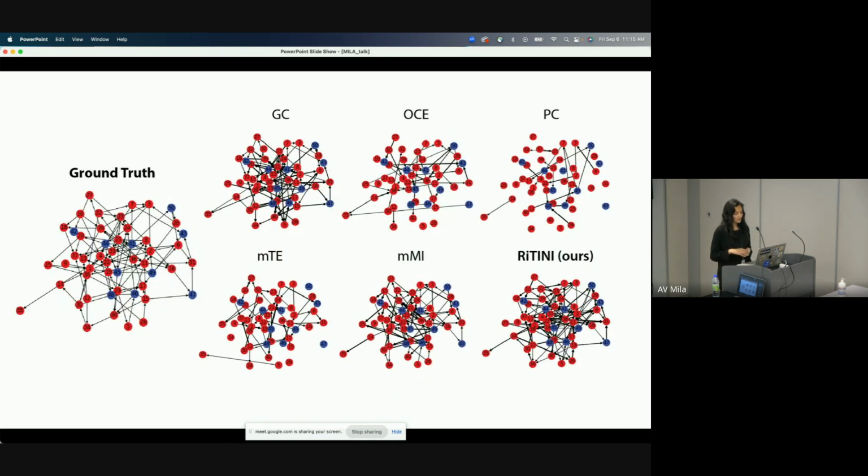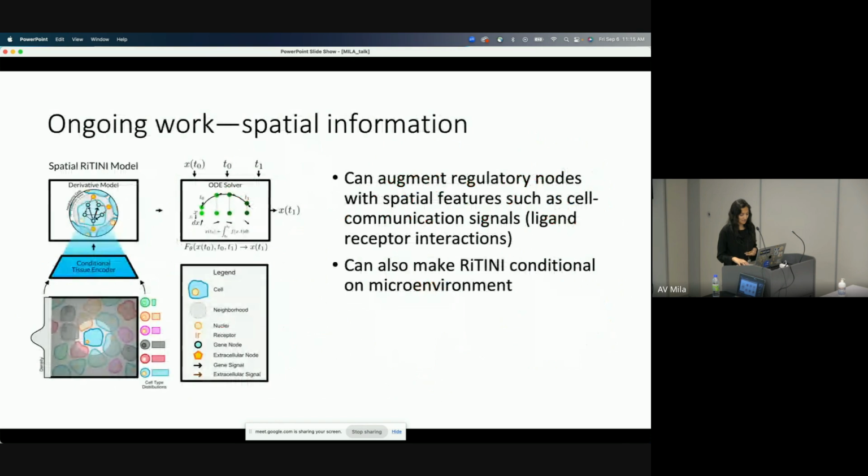And we've compared our networks to other networks, but it should be mentioned that all these other network types are static. So we compared an average of our networks to these other networks. Ongoing work in both MioFlow and Routini is to make them spatially aware, because now we have spatial transcriptomics that tells us what's around a cell.